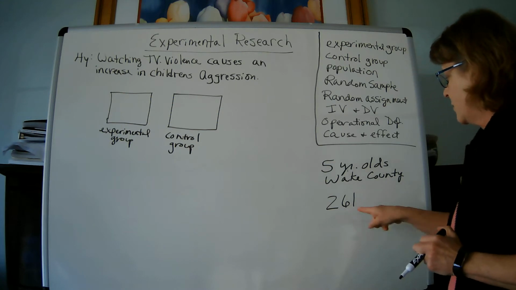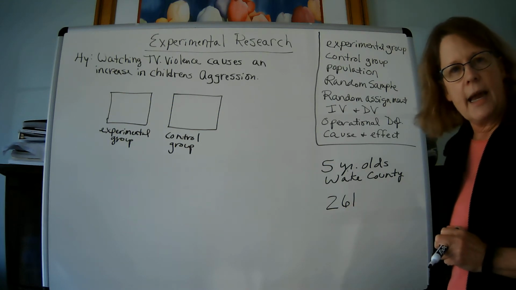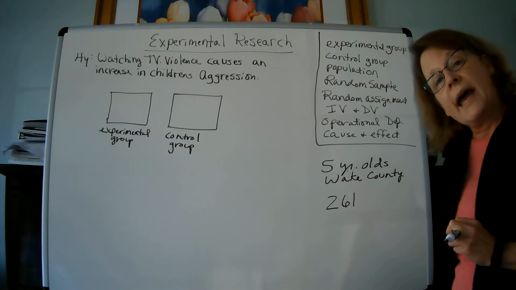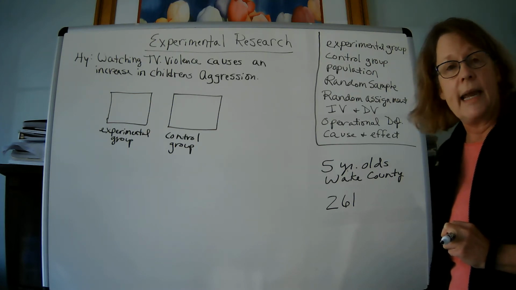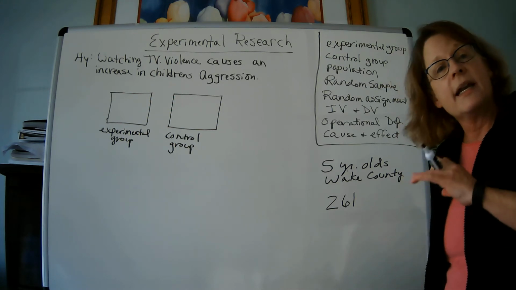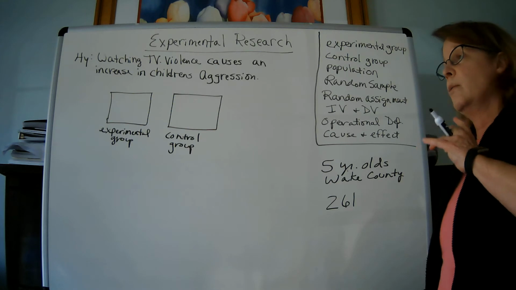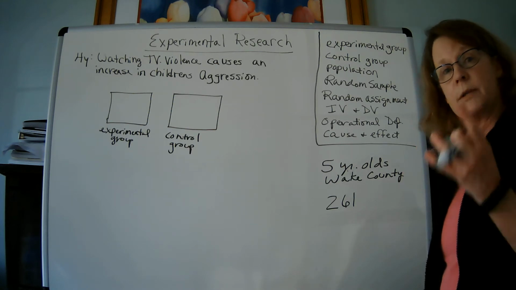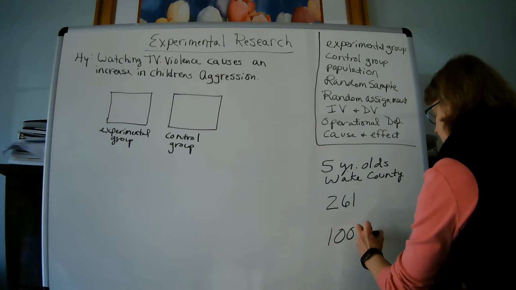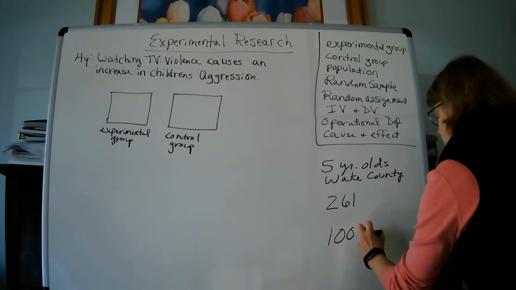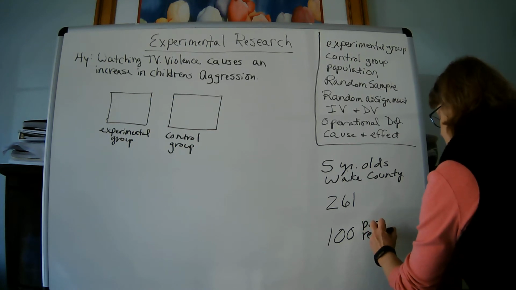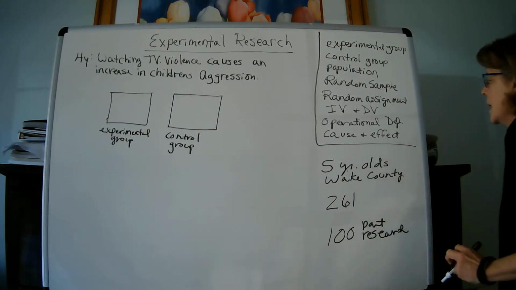So how do we figure out which 100 we take out of that 261? Well, we have to do it randomly. We can't do the first 100 that signed up. We can't do it by our favorite names. It has to be either generated randomly from a computer or some other format. So we just need 100 participants in the research.